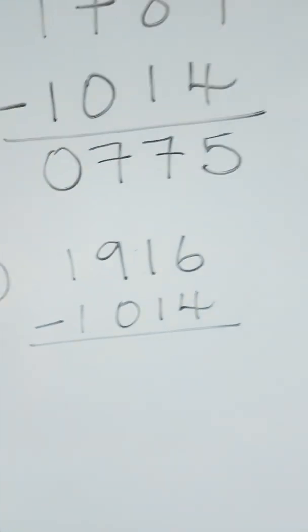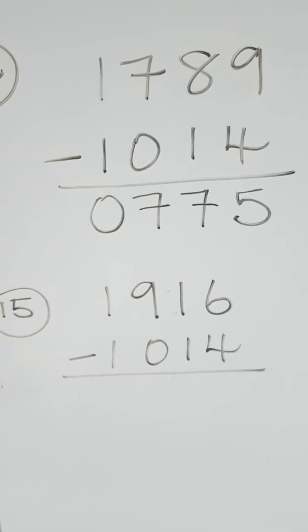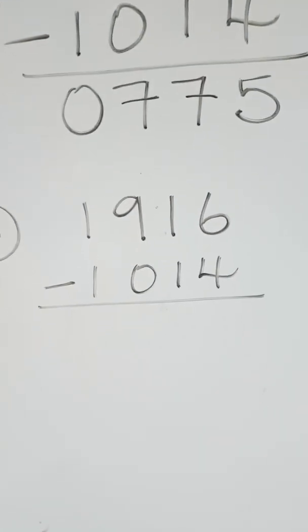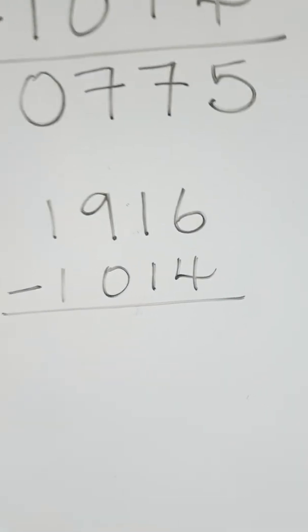Okay, question 15. Maria's next adventure in history was to the GPO in Dublin in 1916. How many years forward from 1014 was that? So now we're going forward, but we're still going to do a minus sum to work out how many years forward. So 1916 minus 1014.